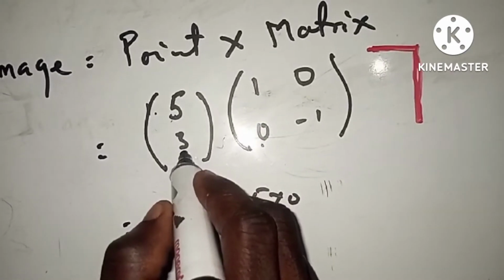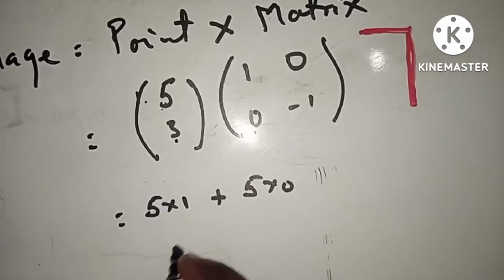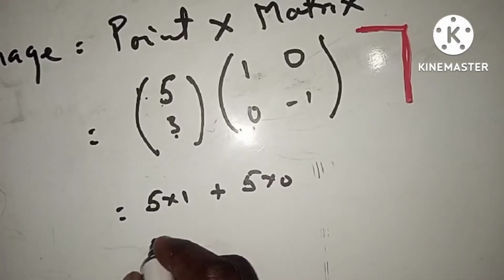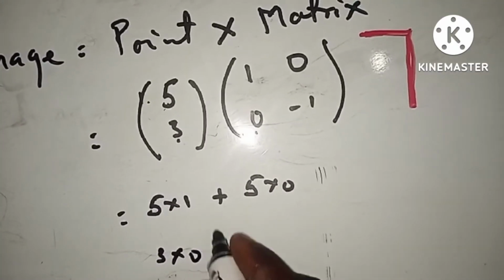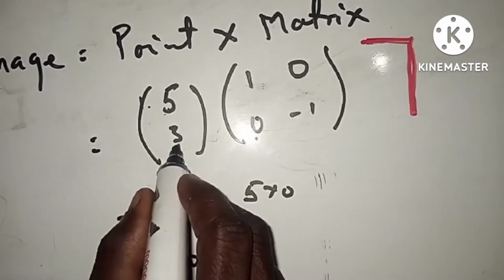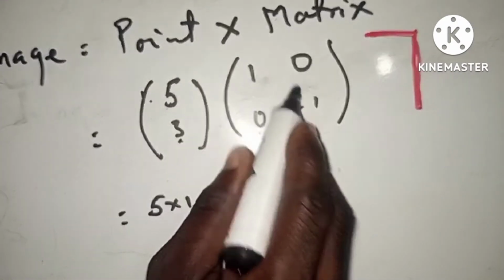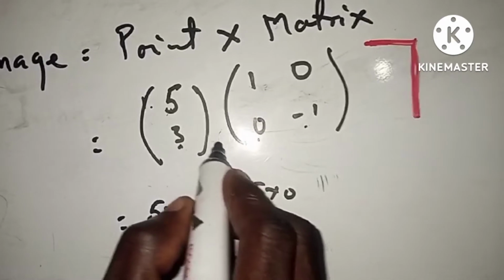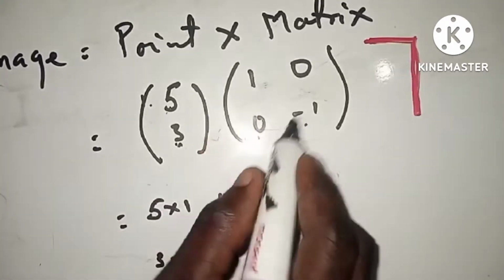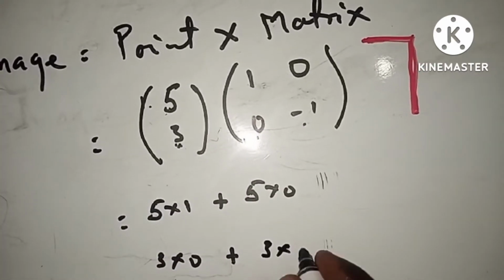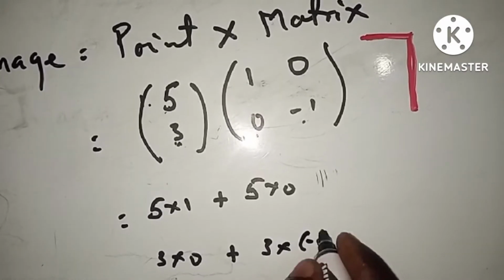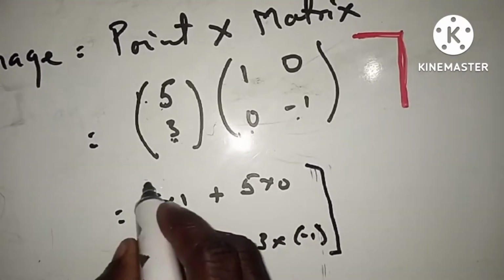And then when you get to the 3, the 3 will multiply the 0, so 3 multiplied by 0, plus this 3 here will multiply negative 1. Have you seen the L shape? So 3 multiplied by negative 1. Okay, we are having this.